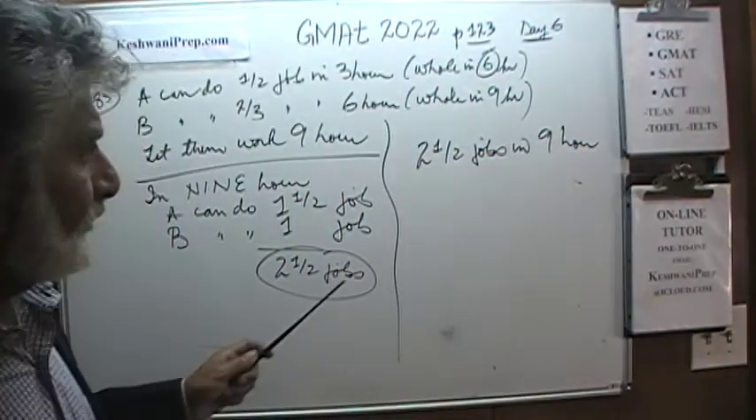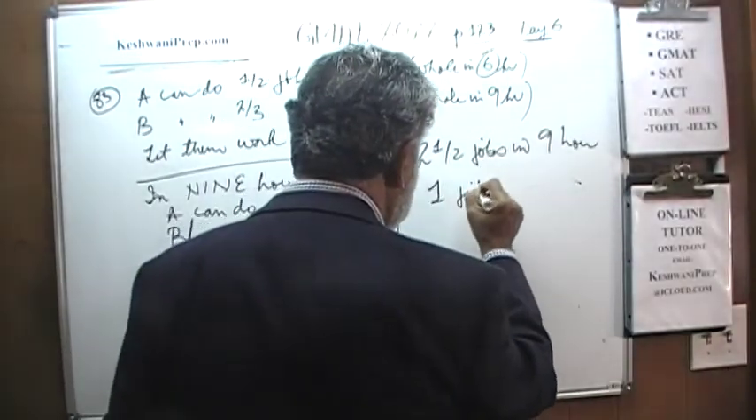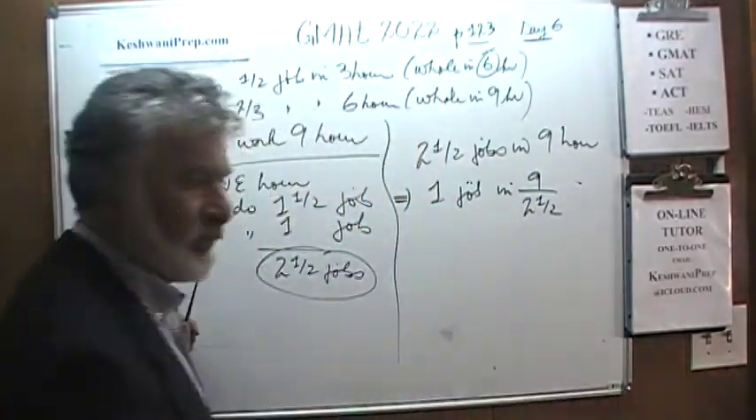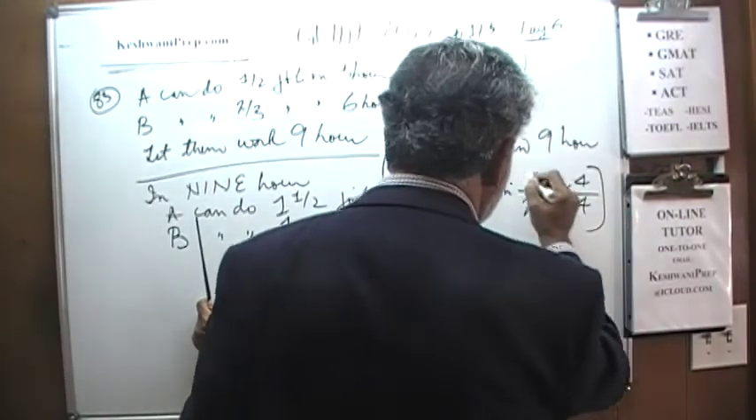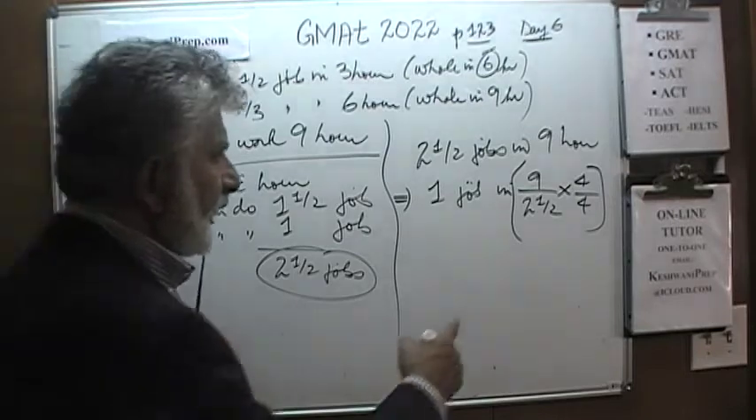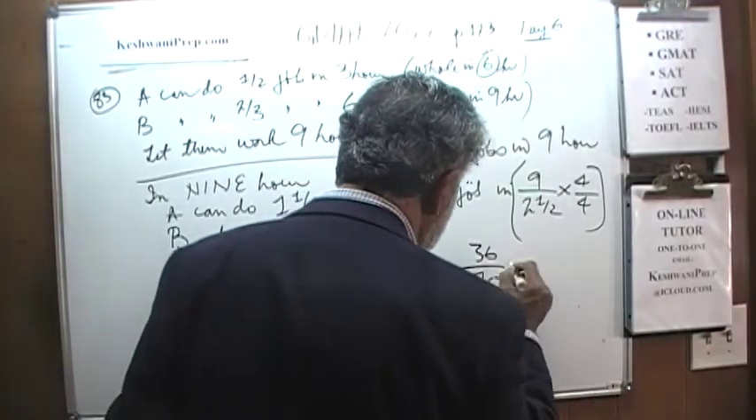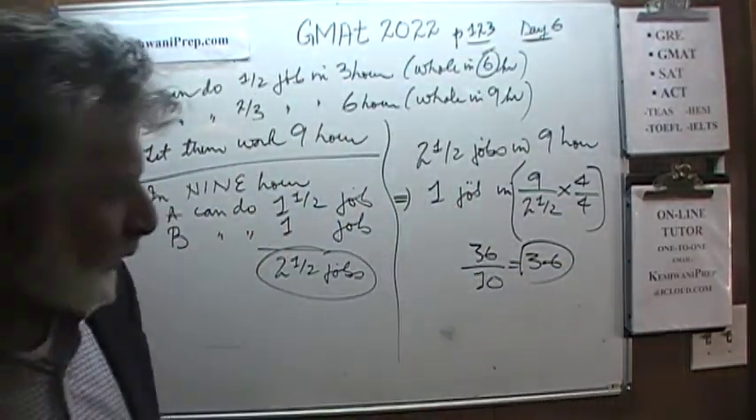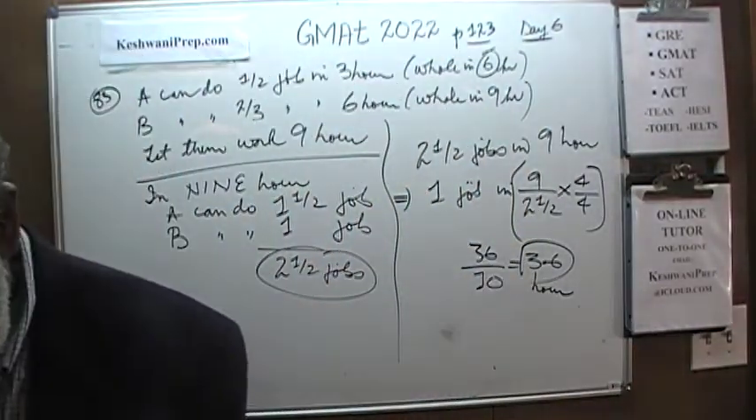If they can do 2.5 jobs in 9 hours, that implies that they should be able to do 1 job in 9 divided by 2.5. There we go. Let's multiply top and bottom by 4. We used the trick just now a little while ago. So that at the bottom, we end up with 10. 9 times 4 is 36 over 10, which means it will take them 3.6 hours. 3.6 hours. And that's all it is.